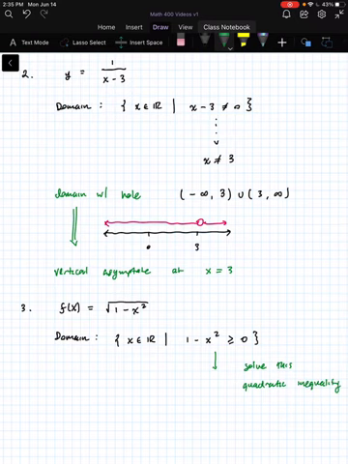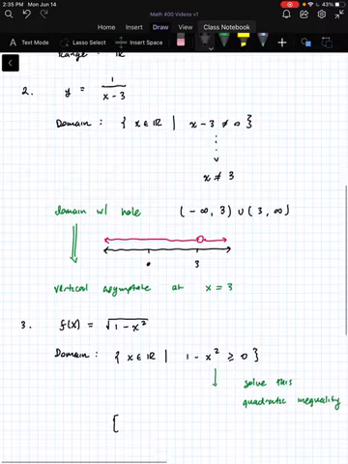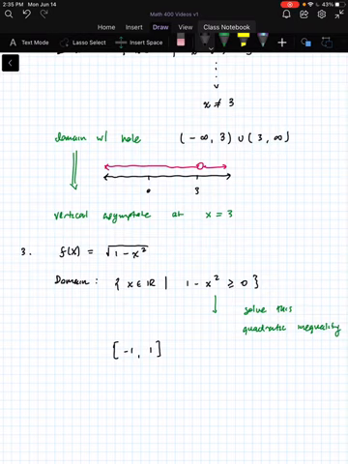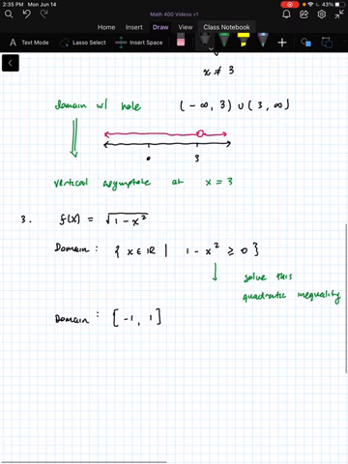A hint, you may want to factor, and then check where this expression is positive and where it's not. Or you can think of this as a quadratic function and then look at the graph of the function and see where it lies above the x-axis. But what we find then is that the domain actually is the set -1 to 1, so this interval. I'm writing it here in interval notation.